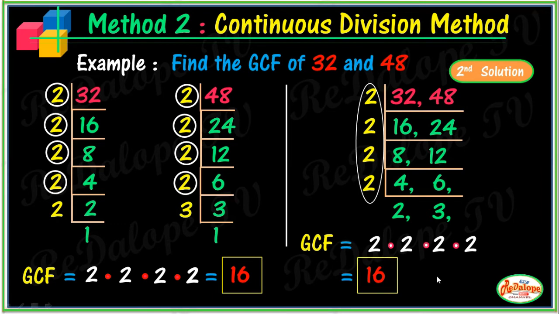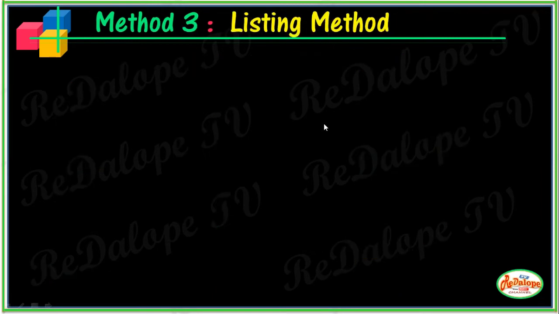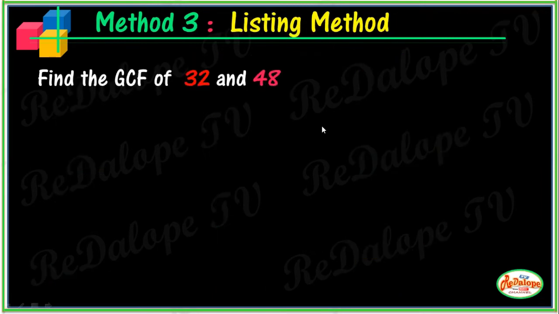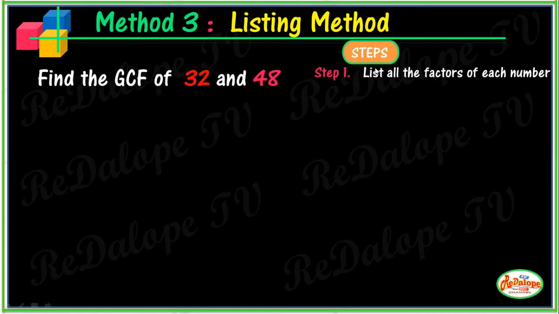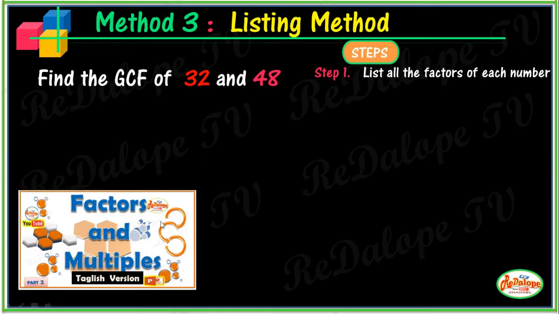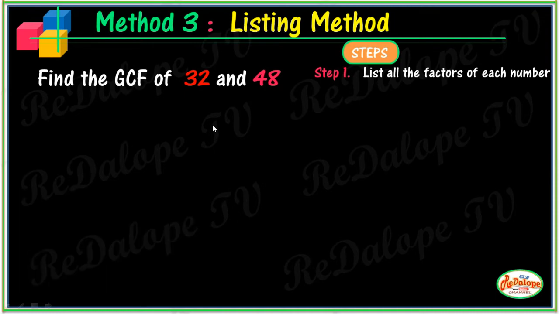And the last method is simply known as the listing method. So again, we have the same problem, 32 and 48. What we will do is list down all the factors of each number. Now, if you have a problem dealing with finding the factors of a given number, I have a video where you can watch how to find factors and multiples. Okay, let's just move on to the given problem.